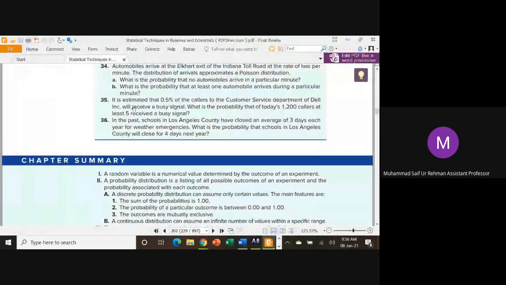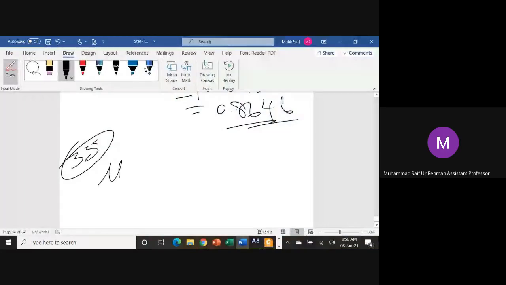It is estimated that 0.5% of the callers. Okay, so this is the probability of success, small p. And this is n, sample size 1200. So mu is equal to np. What is n? 1200. What is p? 0.5%, so 0.5 divided by 100.